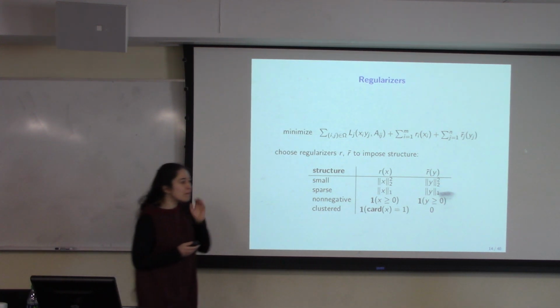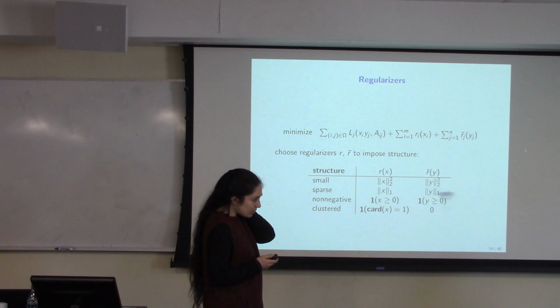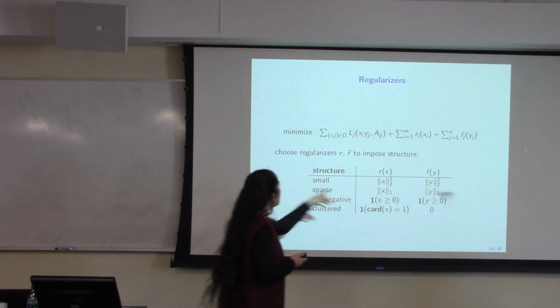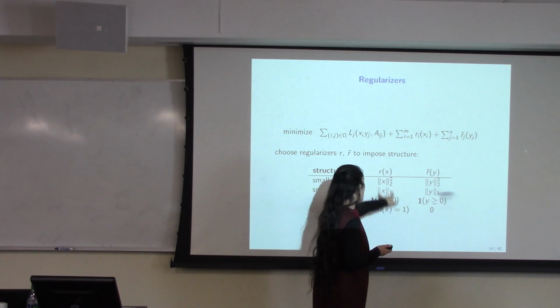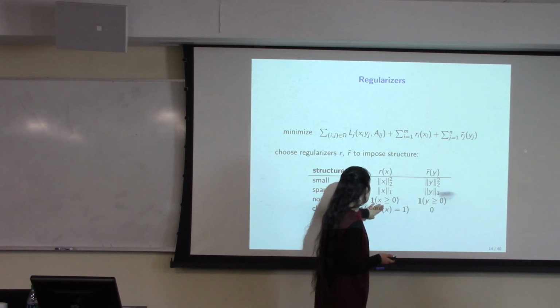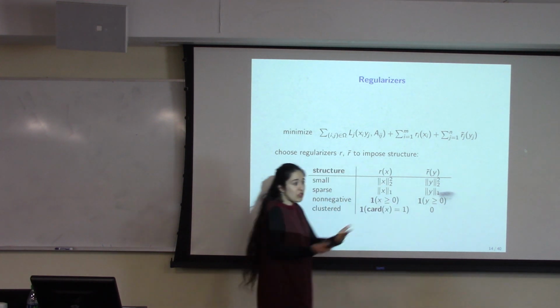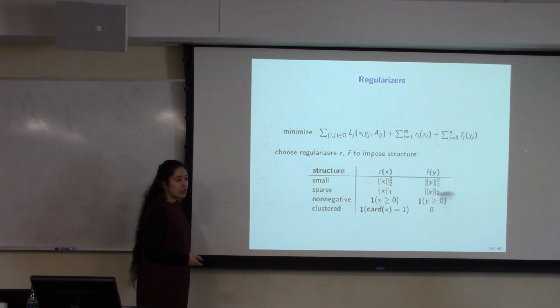Your setting is that you take the same type of regularizer for both, or could you use one regularizer and another one? Right, here all the regularizers are the same except in this example. But generically, you can also imagine mixing and matching. Sure, yeah?